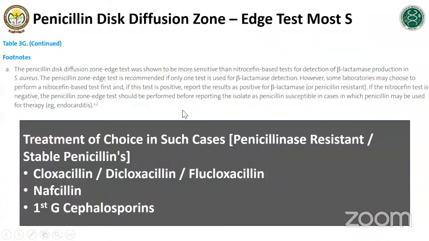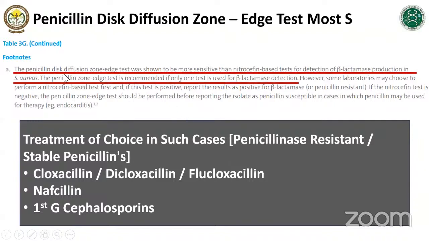The penicillin disc zone edge test is much more sensitive as compared to the nitrocefin-based test. So if you have to do one single test to detect penicillinase production, instead of going for nitrocefin, you can go in for the penicillin disc diffusion zone edge test. And if the isolate is showing penicillinase activity, you have to go in for the penicillinase resistant or penicillinase stable penicillins like cloxacillin, dicloxacillin. You can also go in for nafcillin or the first generation cephalosporins.